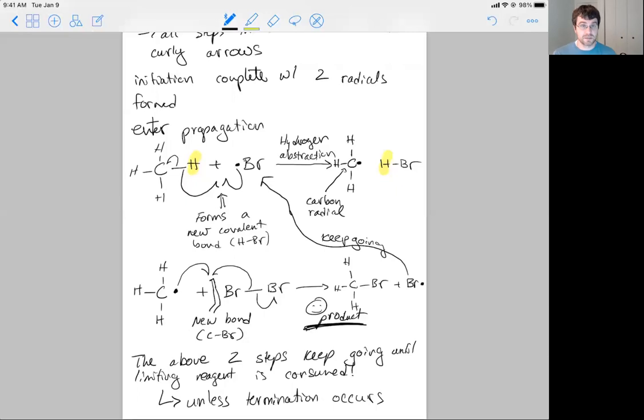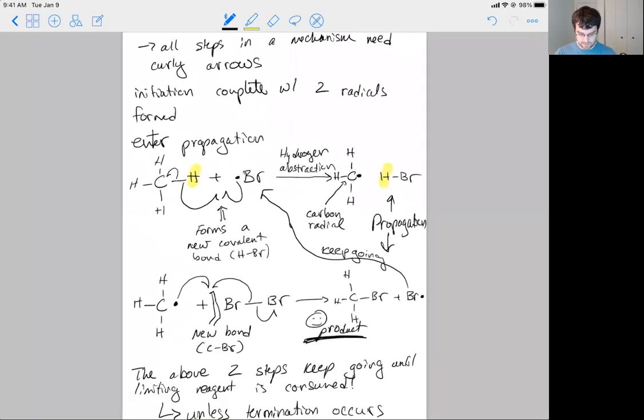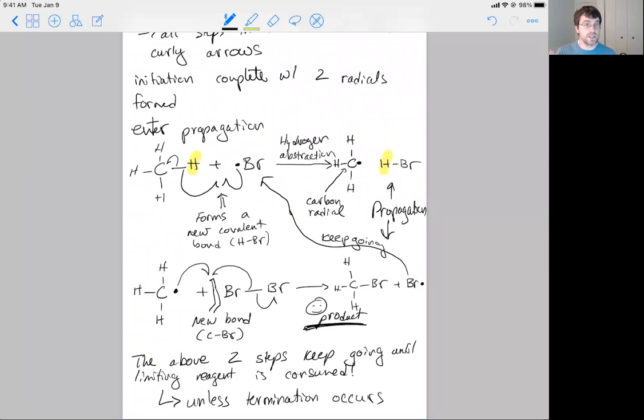Now, let me just emphasize something for a second. What are these two steps that I've just drawn? Well, I said enter propagation, so let's assume at least one of them is propagation. Actually, both of them are propagation, because we have free radicals on the left and we have free radicals on the right. On the top propagation step, we have a bromine radical on the left and a carbon radical on the right. Then we have a carbon radical on the left and a bromine radical on the right, okay? So we have one radical on either side. These are our propagation steps. These are not initiation steps. That's already done. That's on the previous page, okay? So these two steps are going to keep going once the process is initiated, unless some termination event occurs or unless we run out of the limiting reagent.